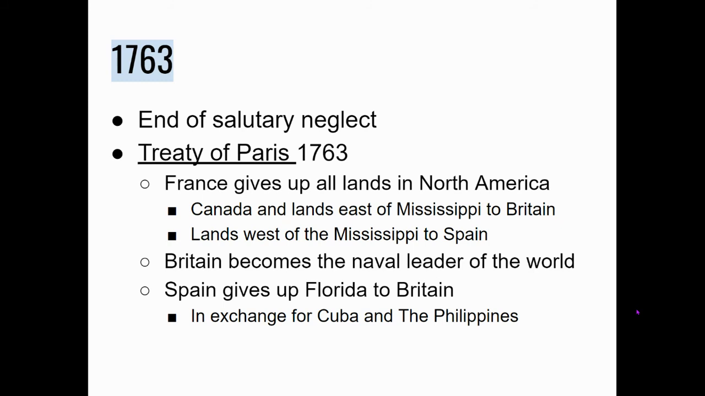The British are going to become the naval leader of the world for a very long time. They will be considered the ones to control the oceans. Spain will give up Florida to Britain. However, eventually Spain does get it back because we buy it from them later on in exchange for Cuba and the Philippines, which is another place that we will hear about in period 7.